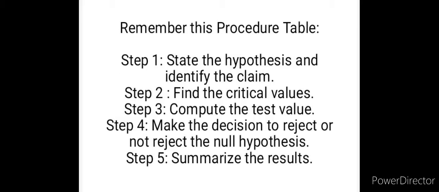Remember this procedure table. This is step 1: state the hypothesis and identify the claim. Step 2, find the critical values. Step 3, compute the test value. Step 4, make the decision to reject or not reject the null hypothesis. And our last step is step 5, summarize the results.